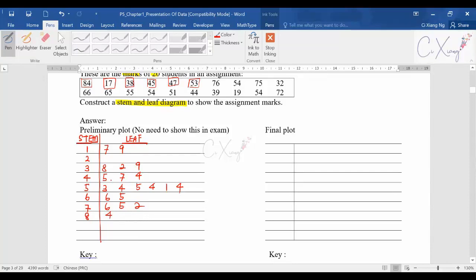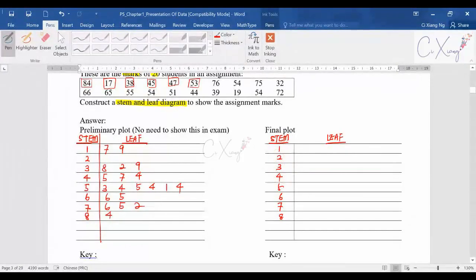Alright, okay. Then now, after you have completed putting in all your data, I want to rearrange my leaf from the smallest number to the largest number. So as an example, my final answer should be stem and then leaf. Again, I have 1, 2, 3, 4, 5, 6, 7, 8. Although for the 2 there's no number here, you still need to include it in your final plot. Okay, don't cancel it off. You must still show it.